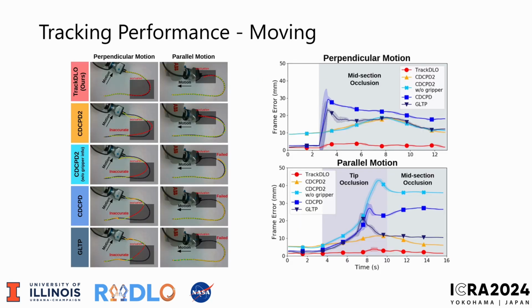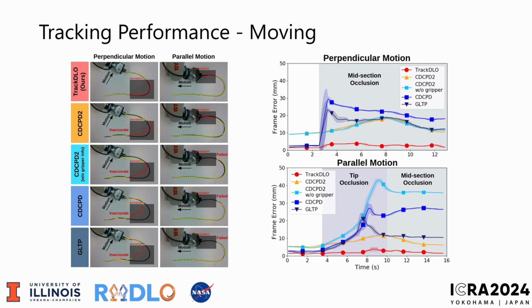TrackDLO is compared to three other methods of DLO tracking, including CDCPD2 with and without gripper motion information, CDCPD, and GLTP. In the perpendicular motion scenario, the shape of the DLO estimated with TrackDLO best aligns with the ground truth shape on the final frame of the tracking sequence, while the shapes estimated with other algorithms significantly deviate from the ground truth under midsection occlusion.